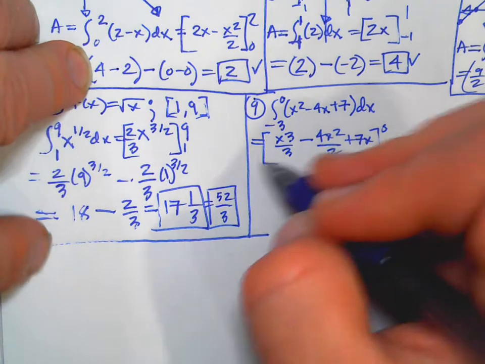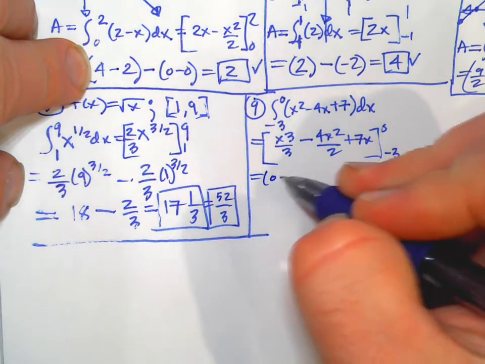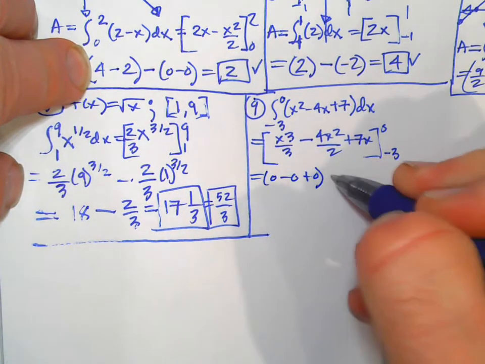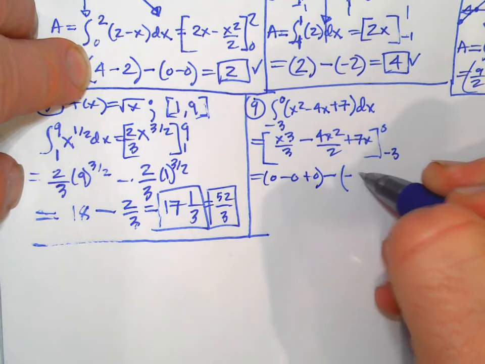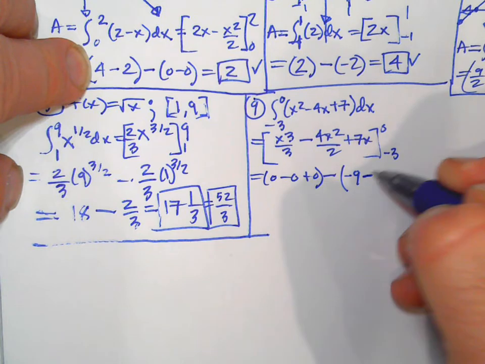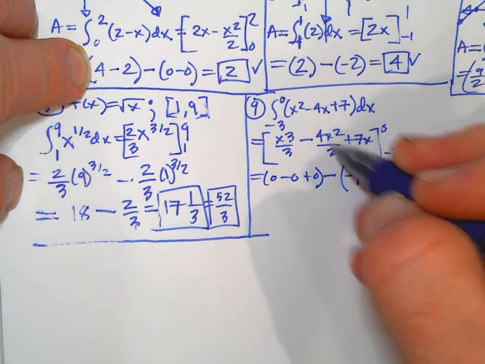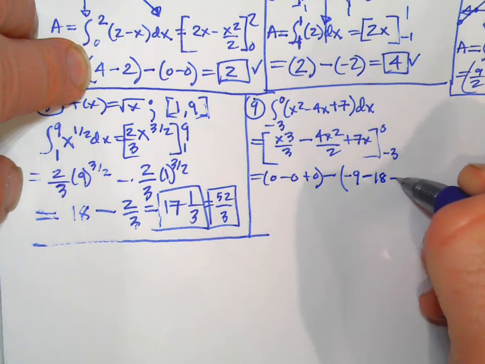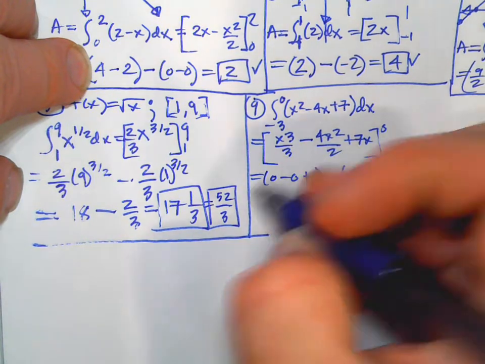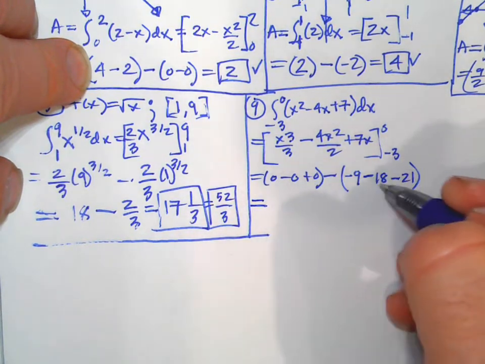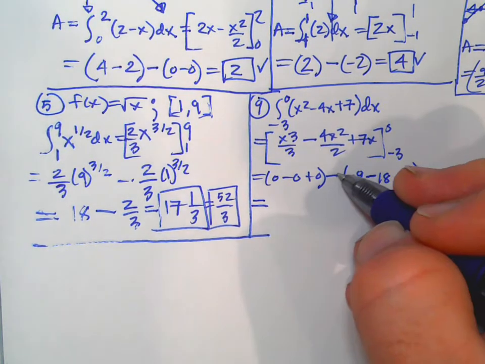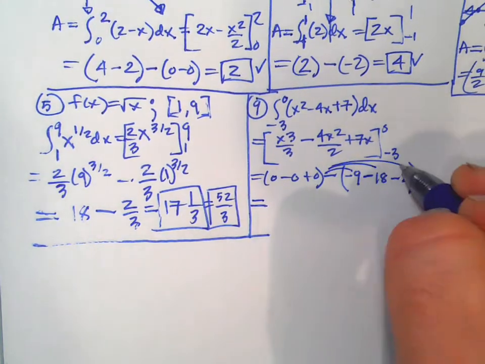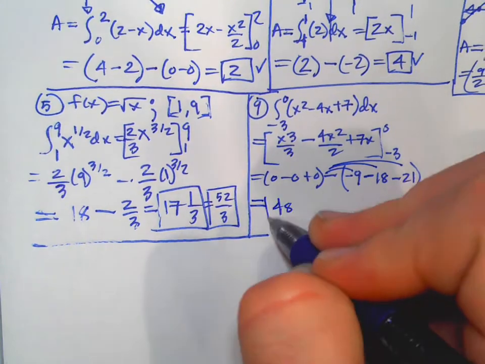So we're going to plug 0 in. It's going to be 0 minus 0 plus 0, minus, plug negative 3 in. That's going to be negative 27 over 3, which is negative 9, minus, it's going to get squared positive 9, 36 over 2 is 18, minus 21. So this is going to be negative 48, with another negative, positive 48.